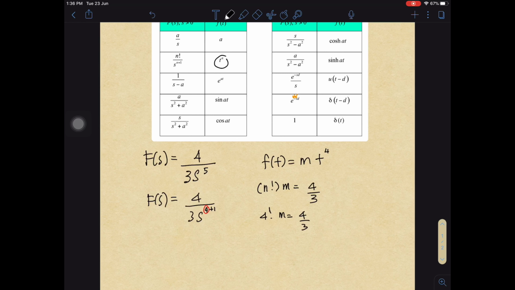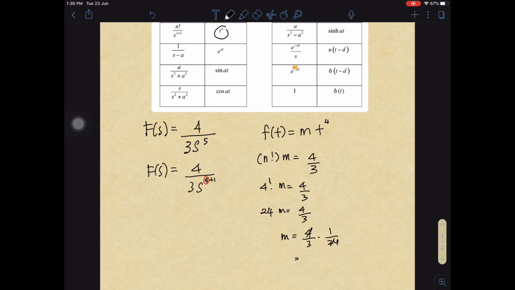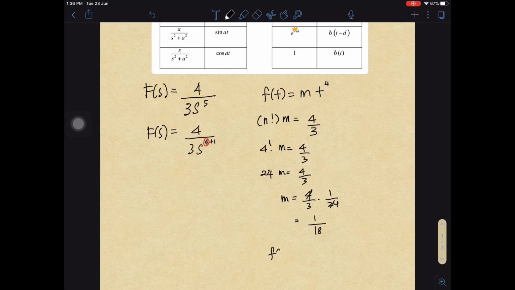So 4 factorial is equal to 24. So 24 times m is equal to 4 over 3. Therefore, you have m is equal to 4 over 3 times 1 over 24, which will give you 1 over 18. So now you can write your f(t) equal to 1 over 18 t to the power of 4. So this one is your f(t).